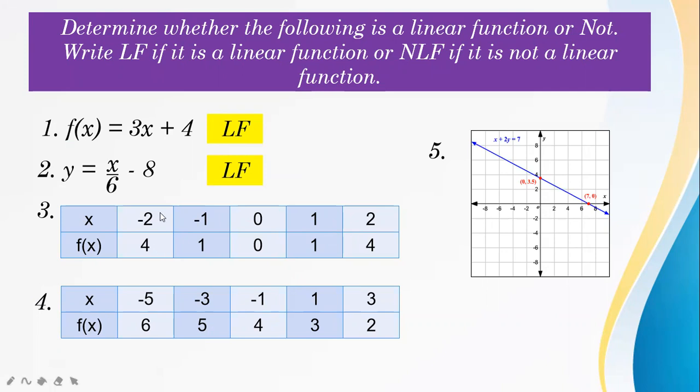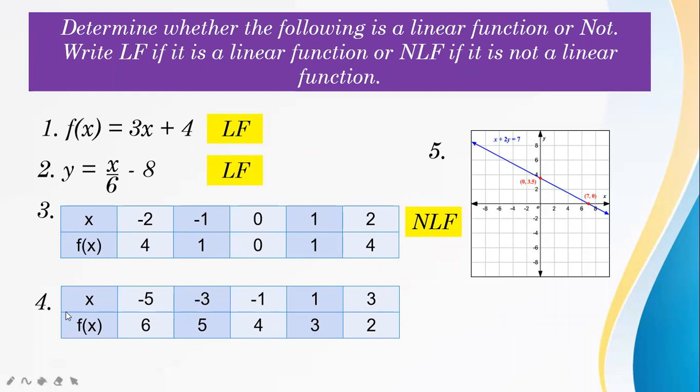Next, we have number 3. Observe x and y, or f of x. The x values are negative 2, negative 1, 0, 1, 2, so we have an increase of 1 unit. But how about f of x? 4, 1, 0, 1, 4. Therefore, this one is not a linear function because the x and y coordinates do not increase by the same amount.